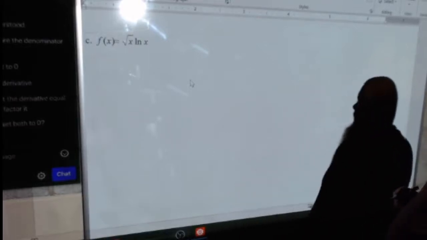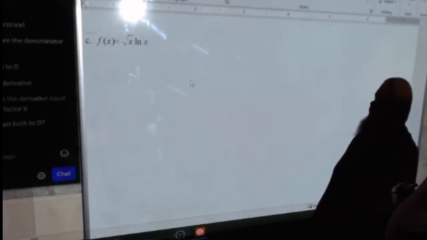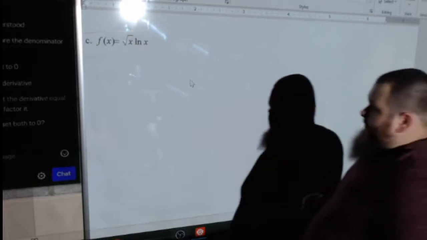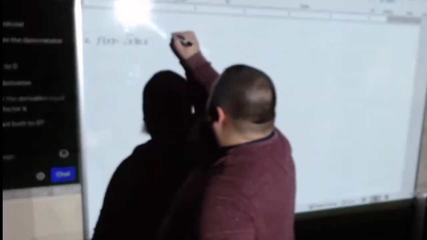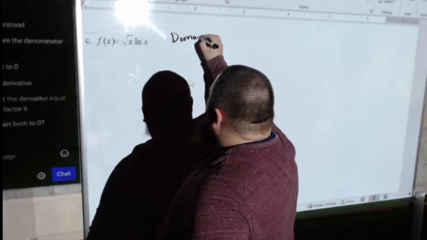Alright, I guess let's go ahead and do this guy. I'm going to do this one a little bit faster since we've done the process a few times. So let's make note at the beginning of the problem. What's the domain of this function?